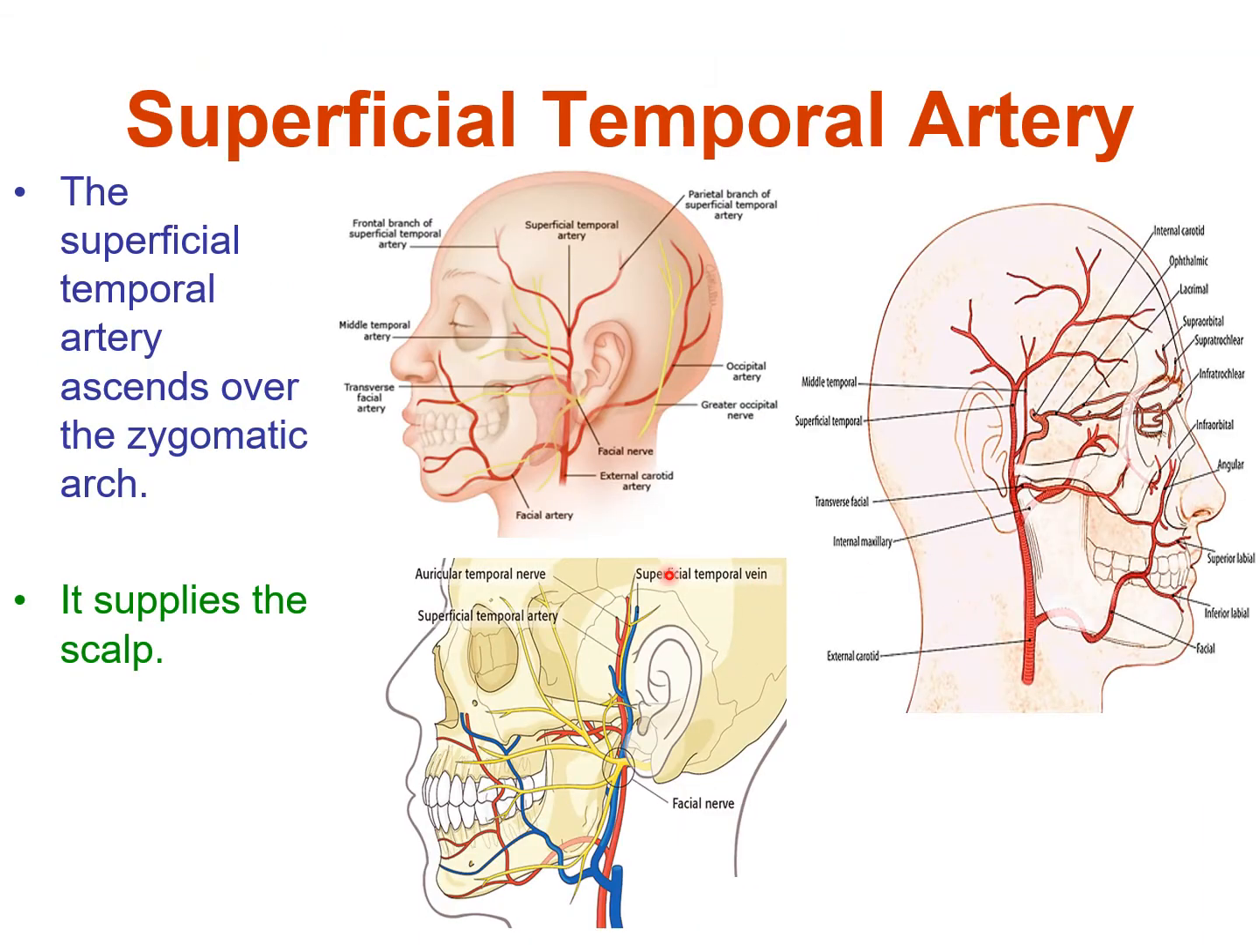The superficial temporal artery is one of the terminal branches of the external carotid artery. It ascends over the zygomatic arch, and it can be palpated just in front of auricle. It ascends upwards and divides into a frontal branch and a parietal branch. Also, it is accompanied by the auriculotemporal nerve, which we have already seen, and thus it supplies the scalp also.